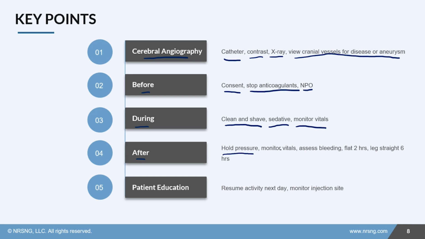There might be a closing device that you're going to need to use for about 10 to 15 minutes. Monitor their vital signs and assess for any bleeding from that site. Keep them flat for 2 hours and keep that leg straight for 6 hours after. Let the patient know they can resume activity the next day, and to monitor that injection site to make sure no redness, warmth, or pain occurs.